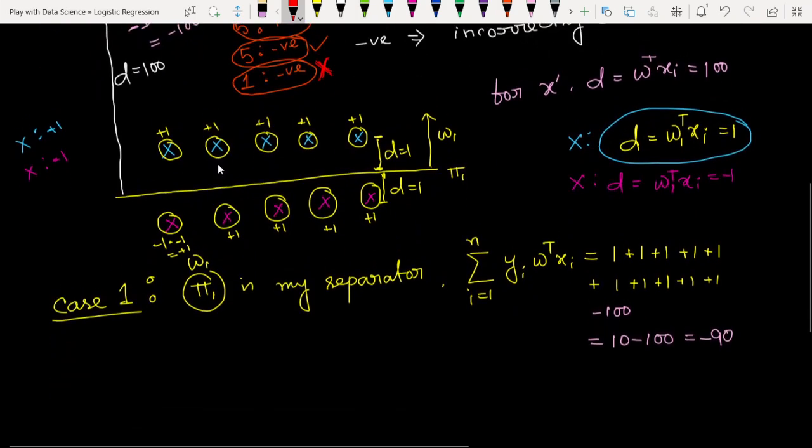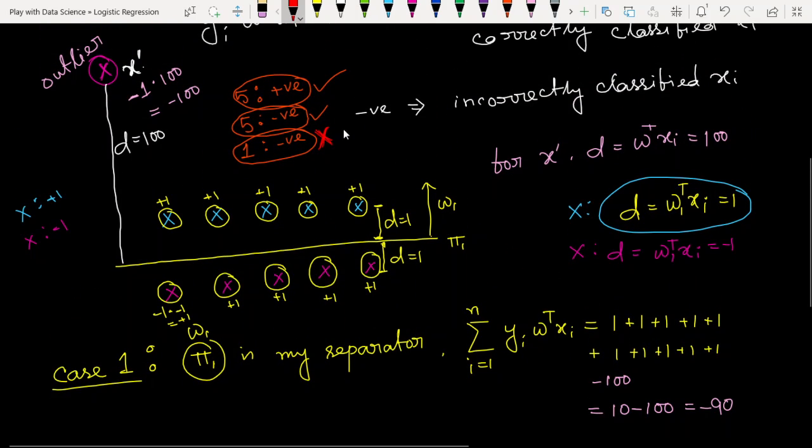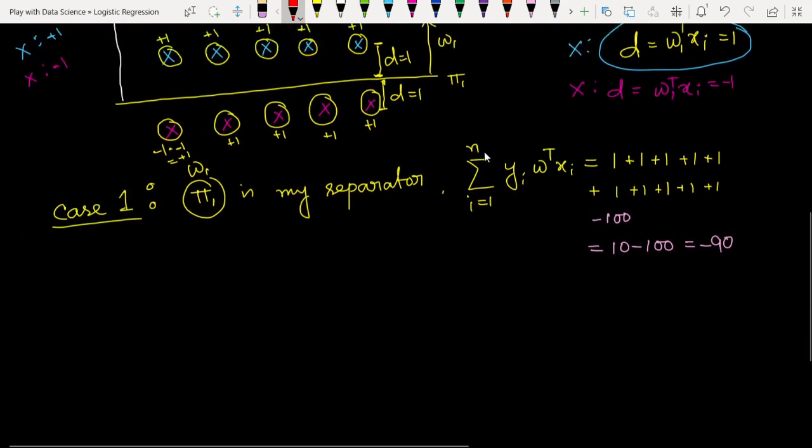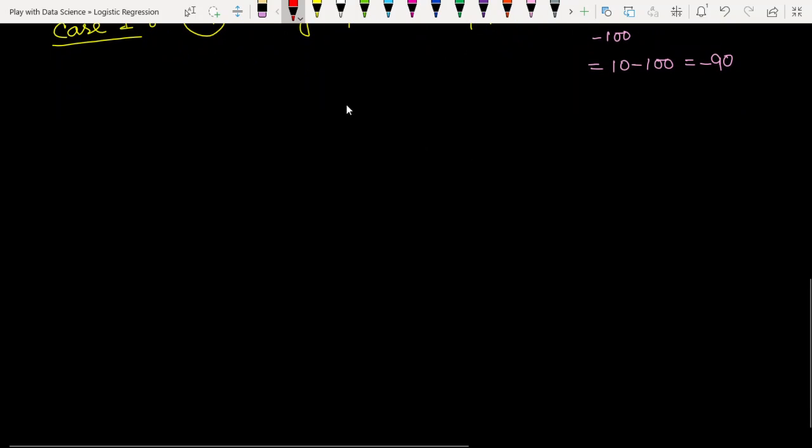Okay, so accuracy of the model is all about we have correctly classified 10 points and 1 point is misclassified. In total, of 11 points we have correctly classified 10 points. So our accuracy is equal to 10/11. So now let's consider case 2.